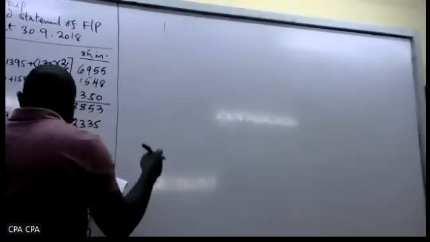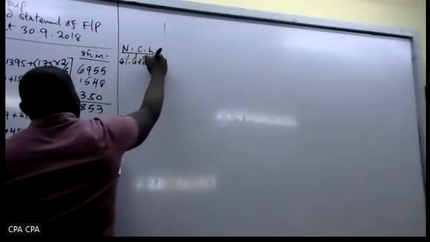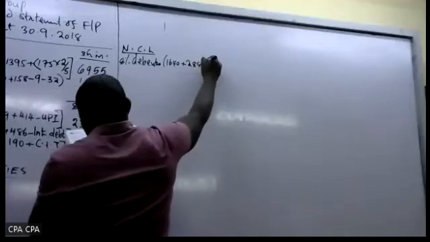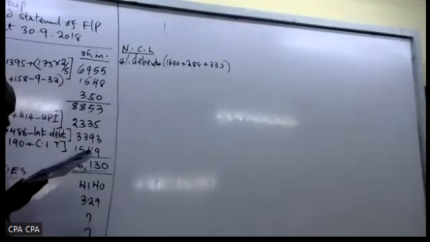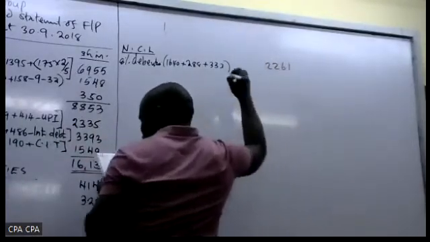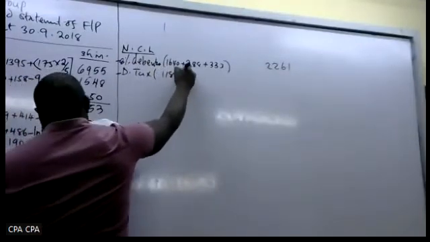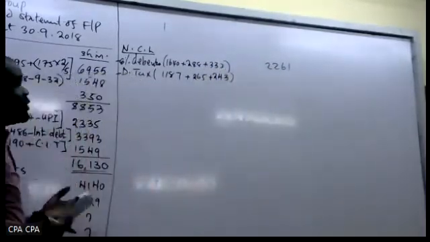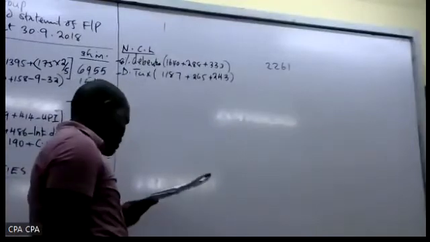Ordinary shares, you just break. Non-current liabilities, we have 8% debentures. That is 1640 plus 288 plus 333. How much? 2261. Deferred tax, we have 1187, 265, 243. Then there is nothing. How much is that?